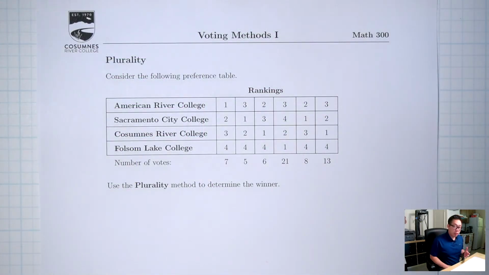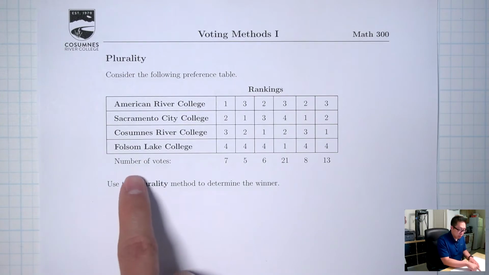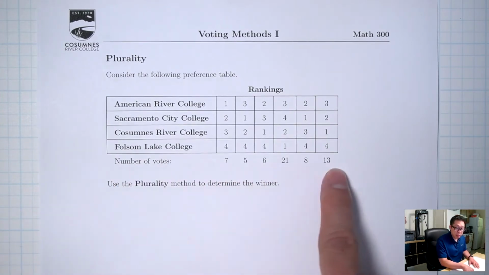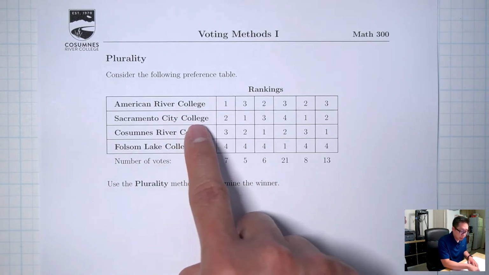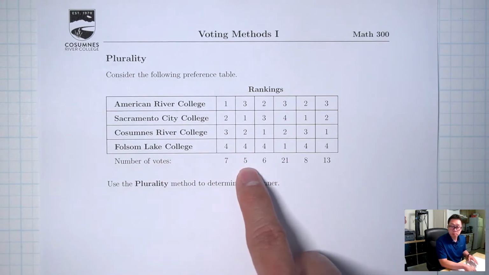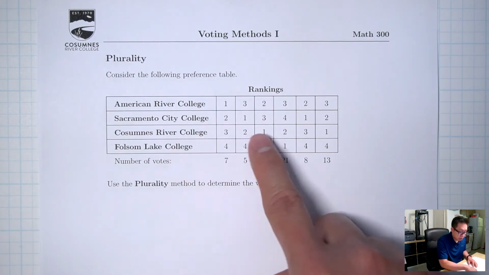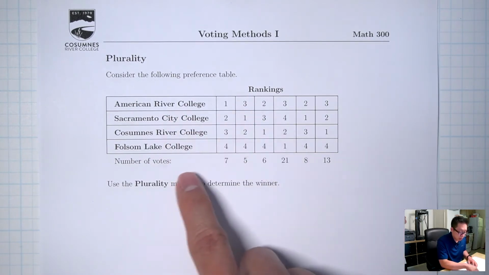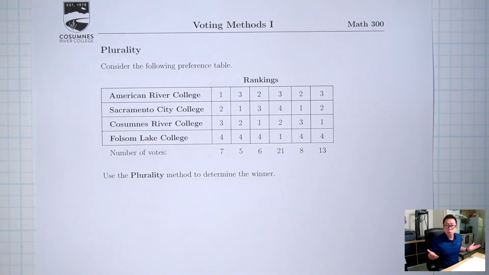Once we organize everything and group them together, we end up with a table like this. The way you should read this table is to think of the number of votes at the bottom as people. These 7 people all ranked the colleges the same. They all ranked ARC 1, Sac City 2, CRC 3, and Folsom Lake 4. These 5 people all ranked the same also. They all ranked Sac City 1, CRC 2, ARC 3, and Folsom Lake 4, and so on. And now the question is, who wins?